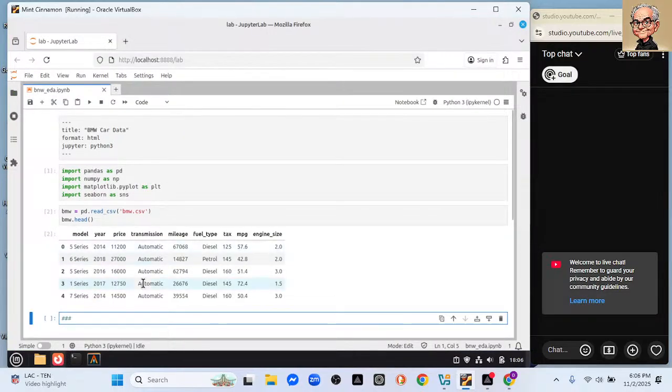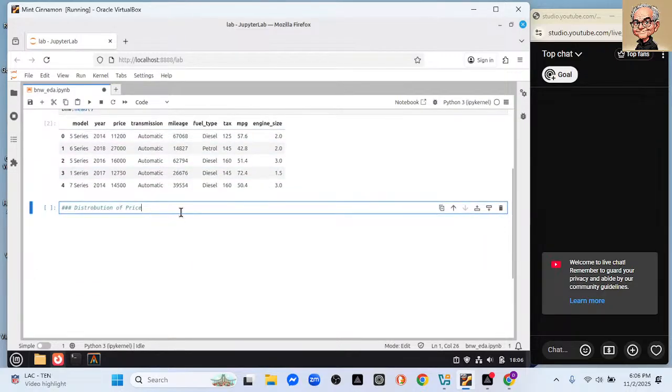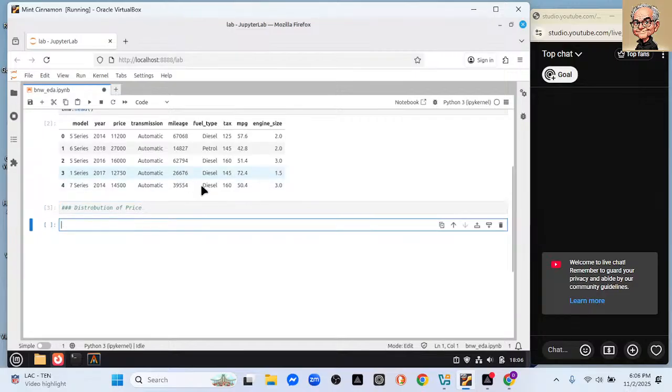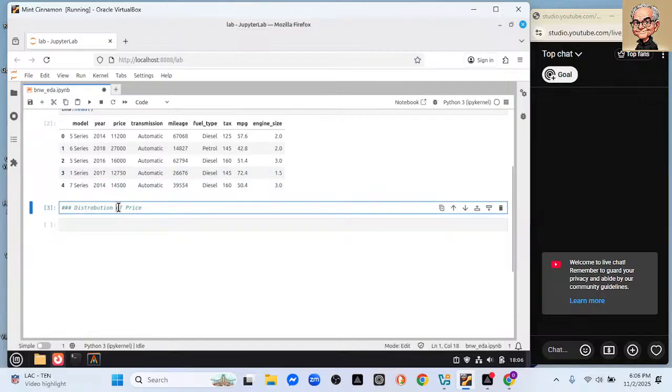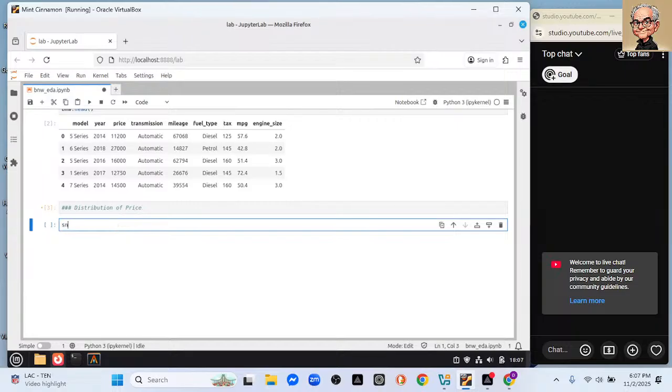Let's look at distribution of price, okay? We come down there like this, and again, all we're using is the simple Seaborn package. I probably didn't spell distribution right, did I? Is that right? All right, good. Distribution of price, so we're going to say sns dot histplot, okay, x equals price, comma, data equals bmw, okay?